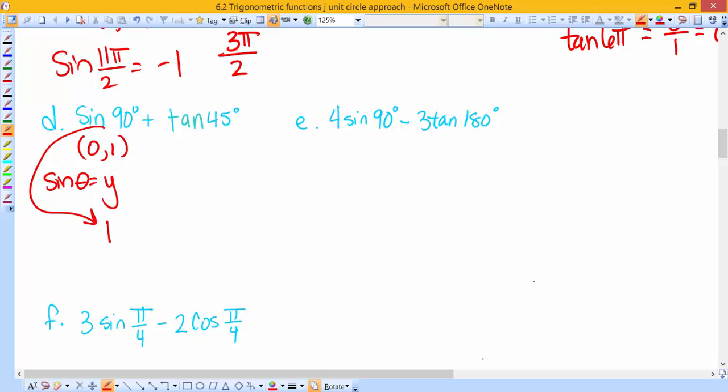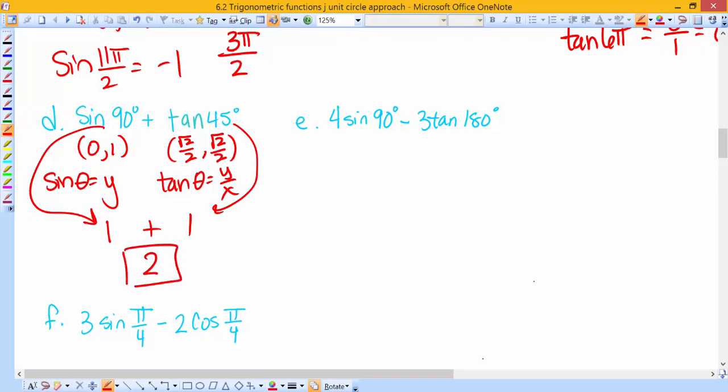Now I have to add the tangent of 45 degrees. Well, the point at 45 degrees is root 2 over 2, root 2 over 2. We need to remember that tangent of theta is y over x. Well, this is actually easy. Y and x are the same value. So when I have the same number in numerator and denominator, you get 1. So the tangent is 1. And 1 plus 1 is 2. The tangent of 45 is 1.